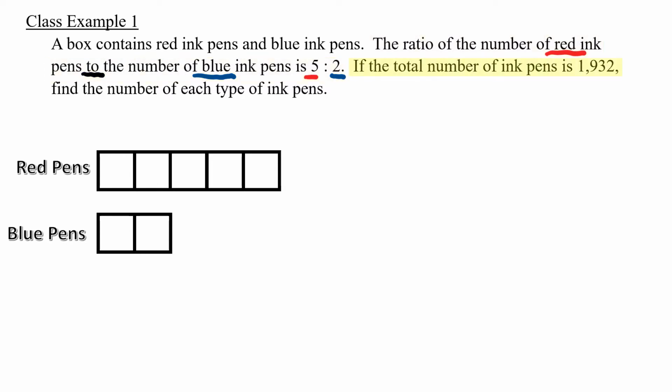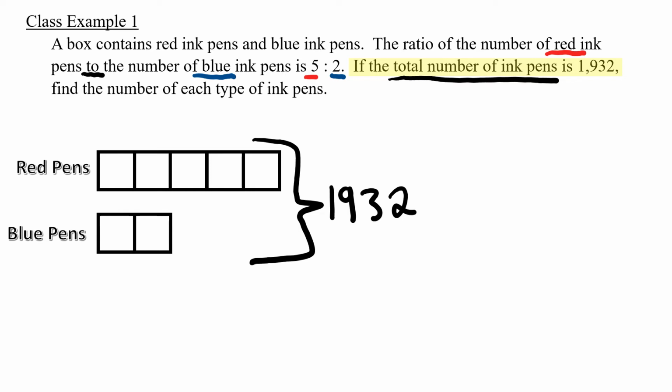It says if the total number of pens is 1,932, so again, they're giving us the total. So you're going to want to go ahead and bracket all of these boxes as equal to 1,932. Then find the number of each type. So actually, I need to know both types. I need to know how many red pens there are and how many blue pens there are. Now, that is all the information that is in this particular problem.